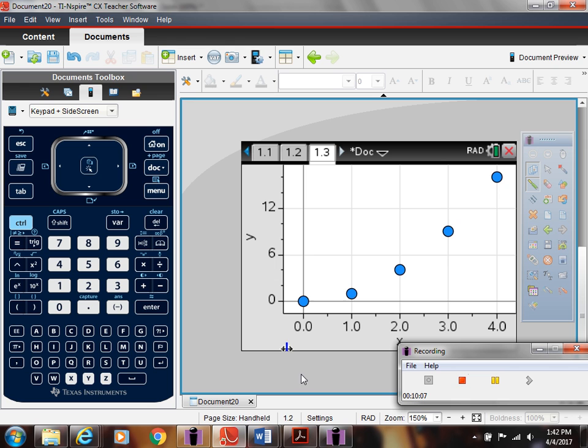Now, is that linear? No. It's clearly not linear. This is not a straight line. So is it quadratic or is it exponential? Exponential, maybe, maybe not. We don't know. We've got to try both because it could be half a quadratic.